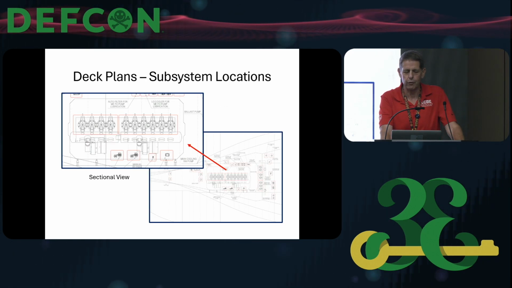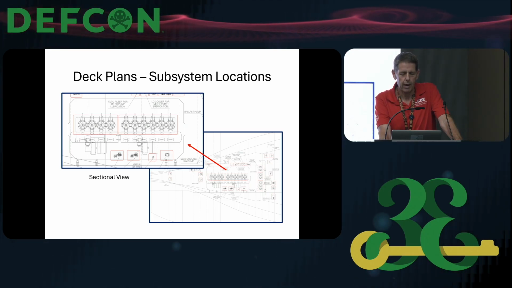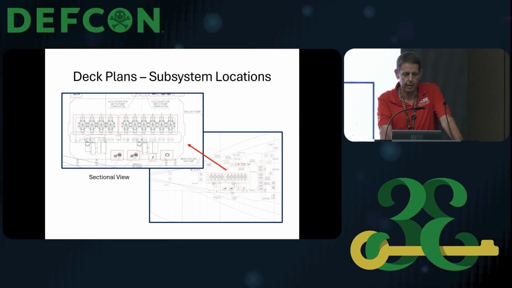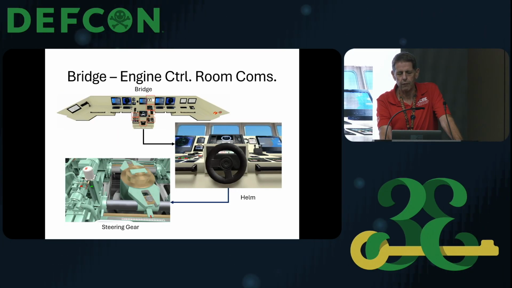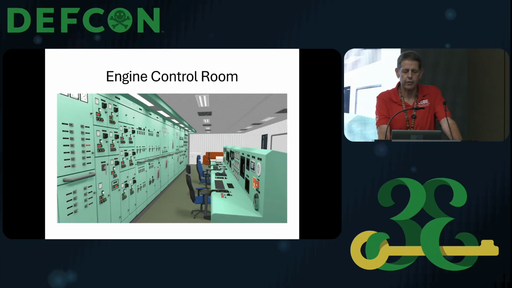In the simulator, it tells you where these subsystems are located, in the decking plans. It's maybe a little tough to see here, but they've got very detailed decking plans. This is a view of the bridge and how it links down to the engine control room through the telegraph, right? That's the old maritime term for how the bridge talks down to the engine room. So, you've got the helm, and then you've got the steering gear, and you can turn them and make them move in real time. Here's the actual engine control room.